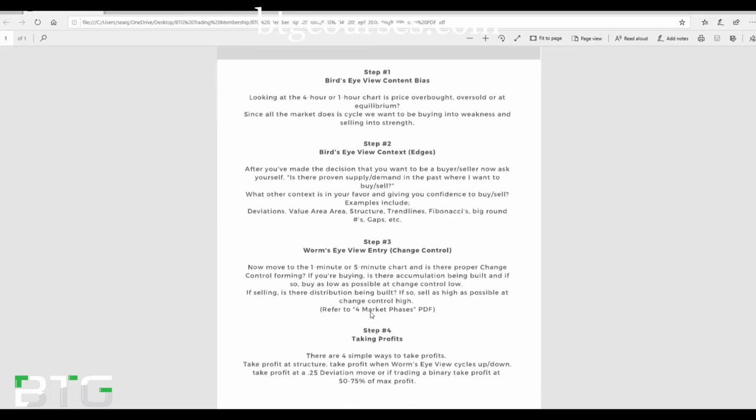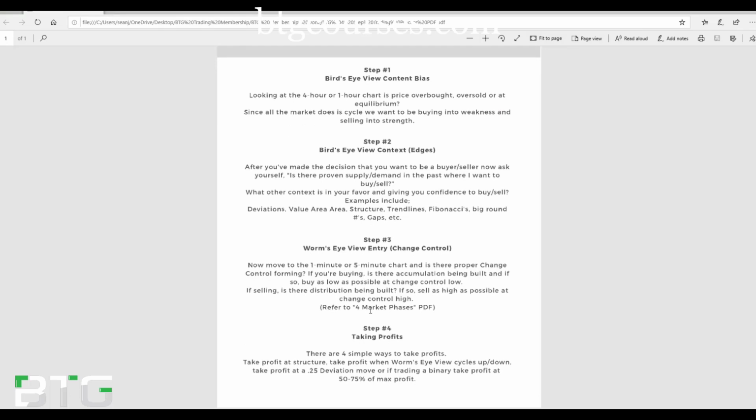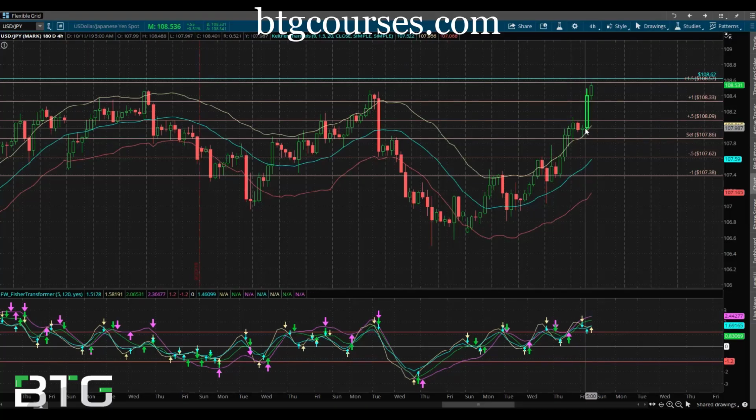Okay. Now, step number three really helps you hone in on entry timing and helps you dramatically lower risk and increase the reward. And so if we go to what it says here, move to the 1 or the 5 minute chart. For selling, we want to be selling at sideways change of control, right? We want to make sure, because obviously these bulls are severely strong, that we don't just sell a freight train.